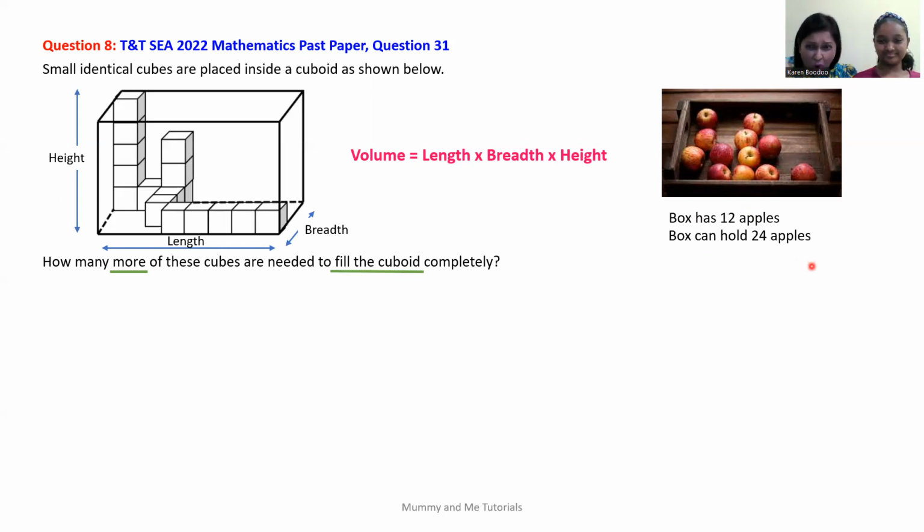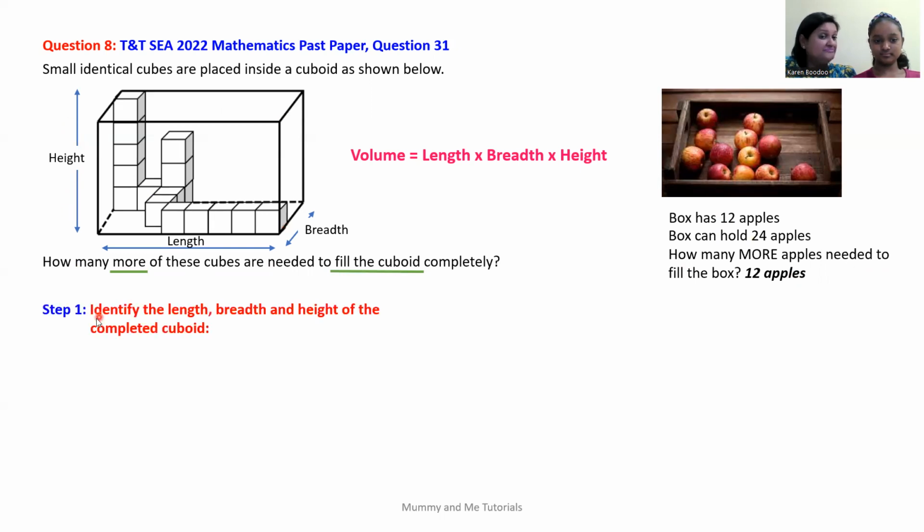So how many more apples do we need to completely fill this box? We need 24 minus 12, which will give us 12 more apples. Okay, so we need 12 additional apples to completely fill this box. Yes. All right. So if we need to calculate how many more of these cubes are needed to completely fill this cuboid, what is step 1? To identify the length, breadth, and height of the completed cuboid.